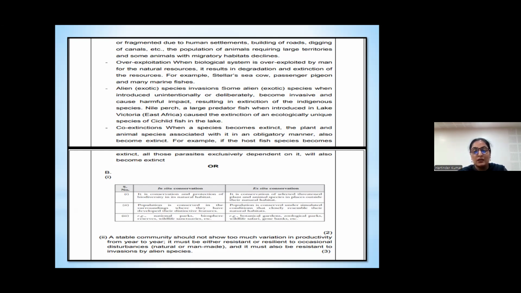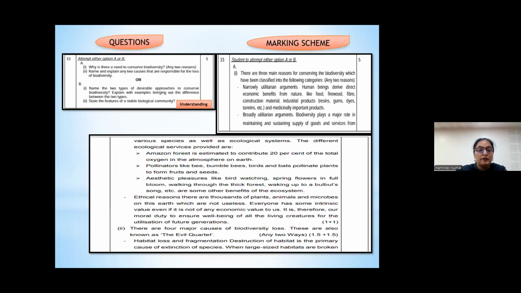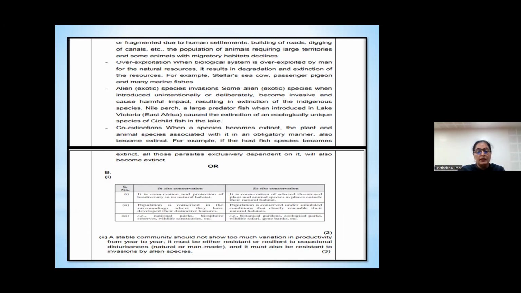So they can answer it very simply by their understanding of whether it is in situ conservation or ex situ conservation. And next, it was asked about the features of a stable biological community. That is related to productivity, whether it is occasional, man-made, or natural. So it must be conserved and it must be resistant to alien species.